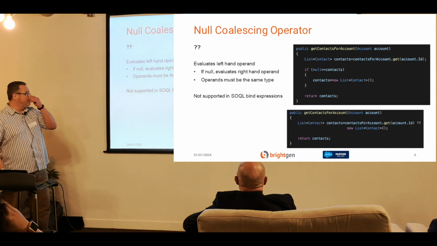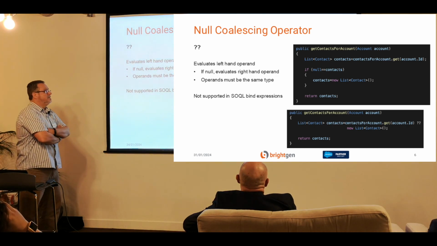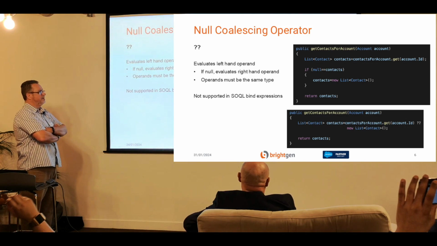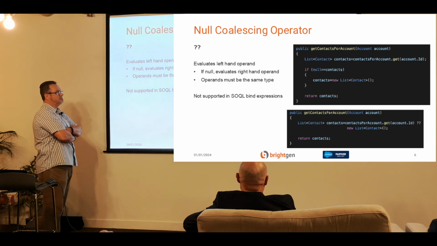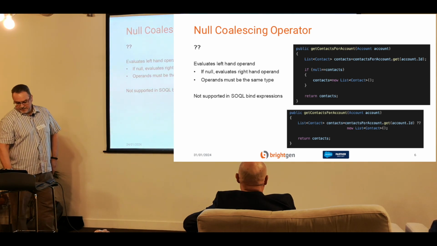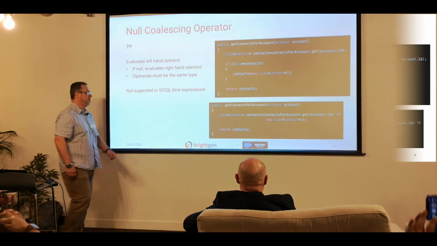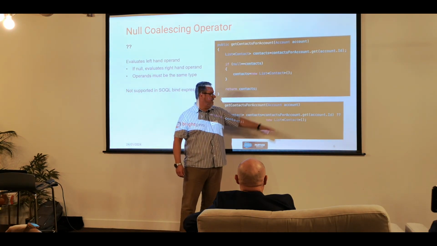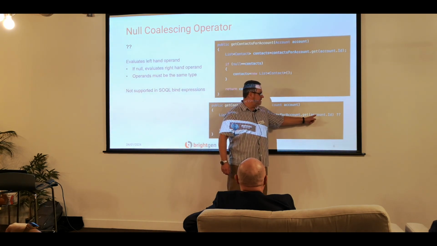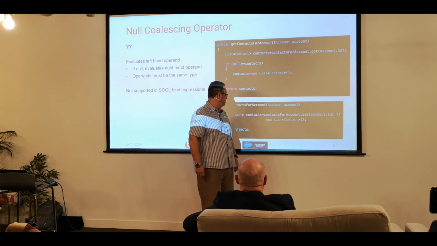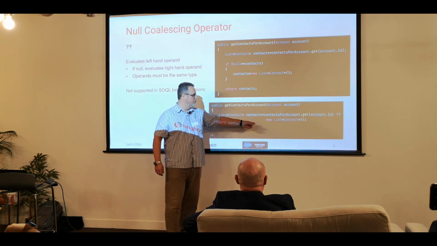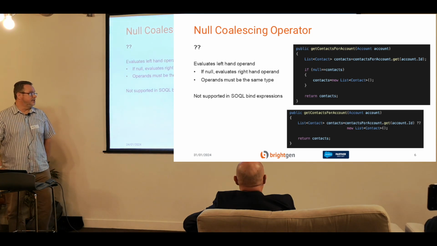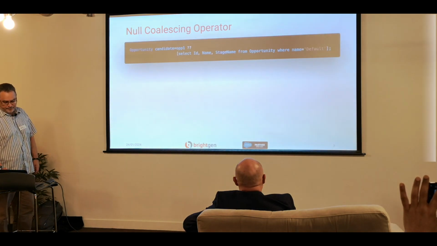What that means is that rather than doing something like this, so I've got a map of contacts by account ID, and I get that, and then I want to say, well, if it's null, I want to return an empty list. So I have all this code there. What I can now do is this. I just say, left-hand operand contacts for account.get account ID, question mark, question mark, that says if that's null, then do this one instead. So my list of contacts in a single line, if the left-hand side is null, then it creates me a new list, and then I return those. So that looks a bit smarter.